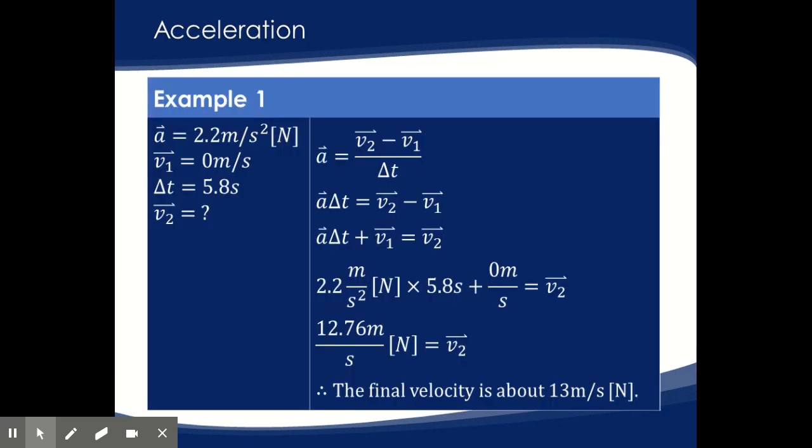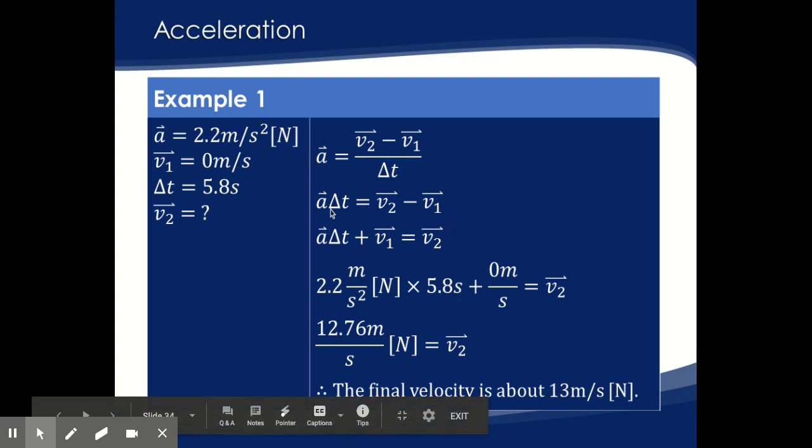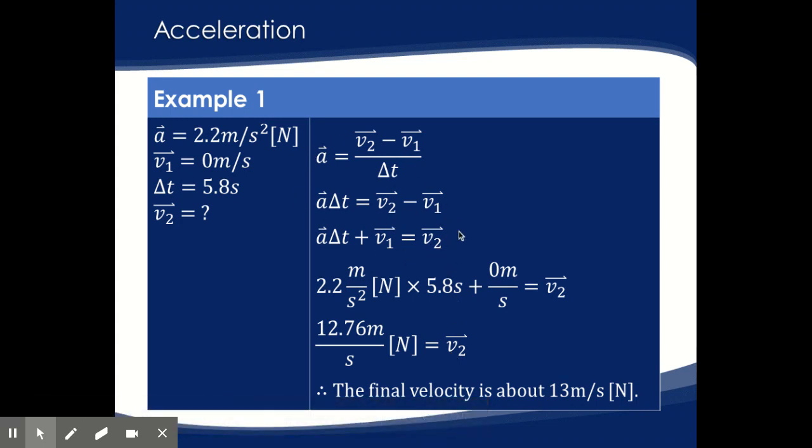Here's an example. We were talking about the horse that was starting at rest, and came up to an acceleration of 2.2 meters per second squared in the time frame of 5.8 seconds. So we're using our acceleration formula here. You can do this one of two ways. You can rearrange your equation first and then plug your numbers in to solve, or you can plug your variables in and solve for the missing variable. Either way should work fine. Sometimes later on down the line, it works a little better to find your formula first, but either way should be fine.